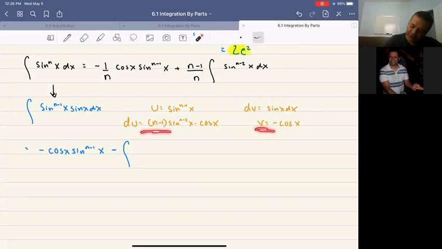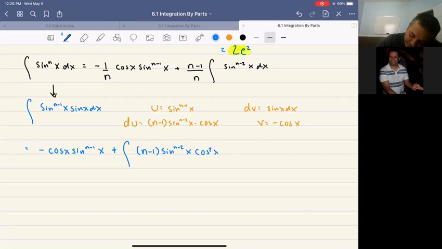V du, so that's going to change the sign to positive. N minus 1 sine n minus 2 of x. And now we're going to have cosine squared of x dx. Now here we're going to have to do something tricky. We're going to realize, wait a second, cosine squared of x, that's 1 minus sine squared of x, right?